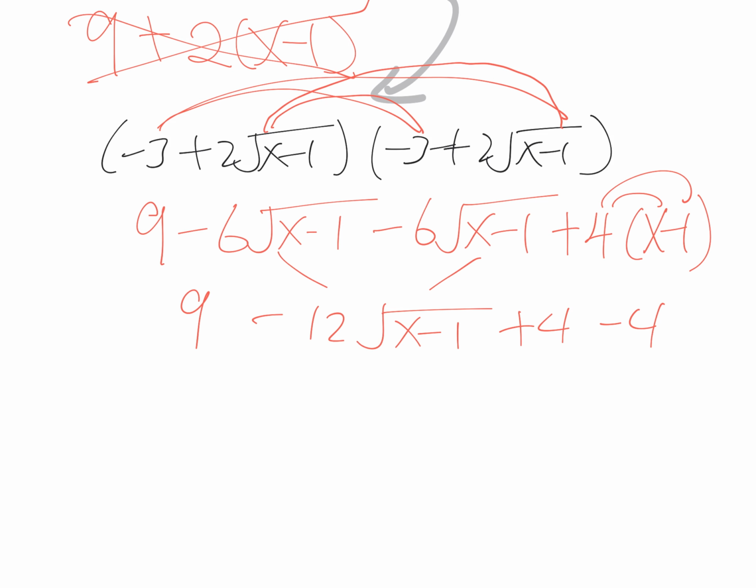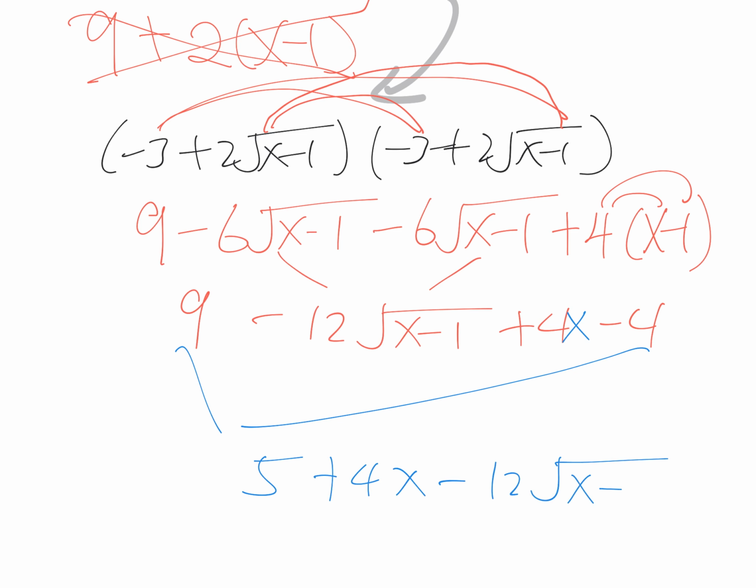Almost done. Combine like terms one more time here. I forgot the x right there. So then 9 and -4, that makes my 5 plus 4x minus 12 root x minus 1.